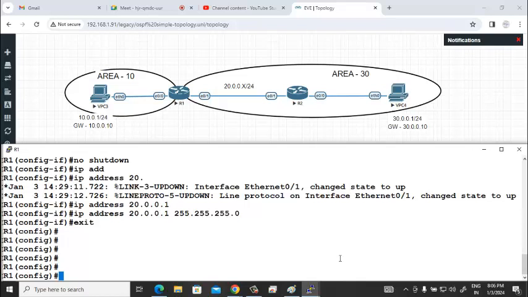On R1, we want this to be in area 10 and 30, which is not allowed by the rule. Area 10 cannot give any routes to area 30, so if you configure it, there is no use.